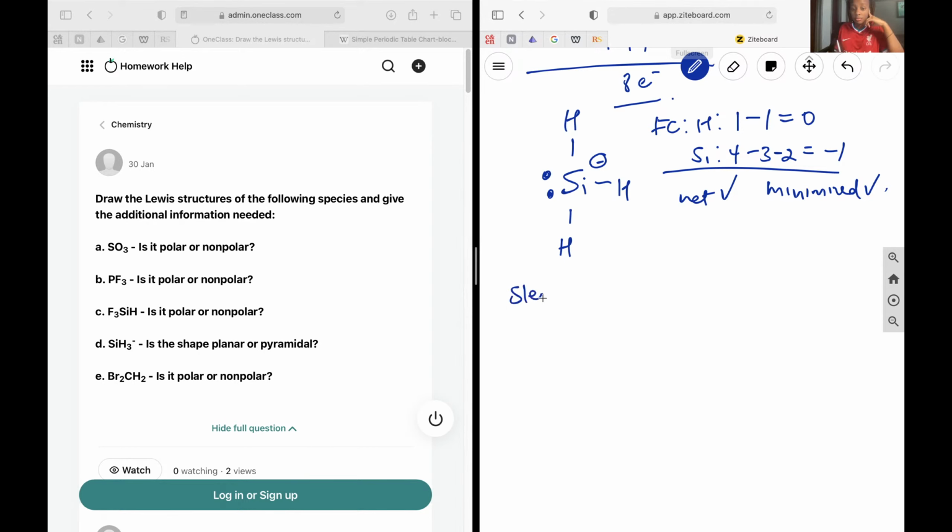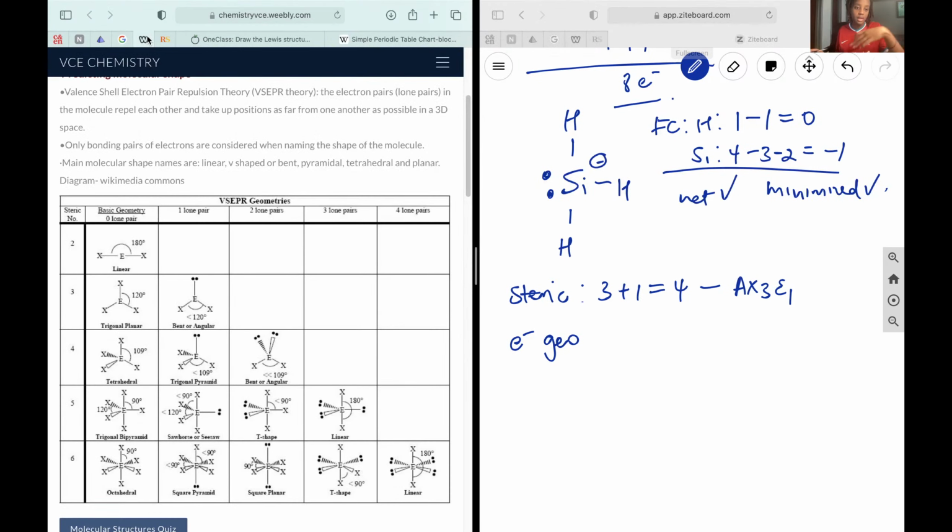So my steric number, I count the number of electron groups I have around my silicon. I have 3 in bonding pairs plus 1 in a lone pair. So I have a steric number of 4. Its notation will be AX3E1. 3 bonding pairs, 1 lone pair. My electron geometry will only account for how many groups I have, not which ones are atoms or electrons, and so my electron geometry is going to be tetrahedral. My molecular geometry is only looking at the way that the atoms are arranged around my central atom, and that is going to be trigonal pyramid.